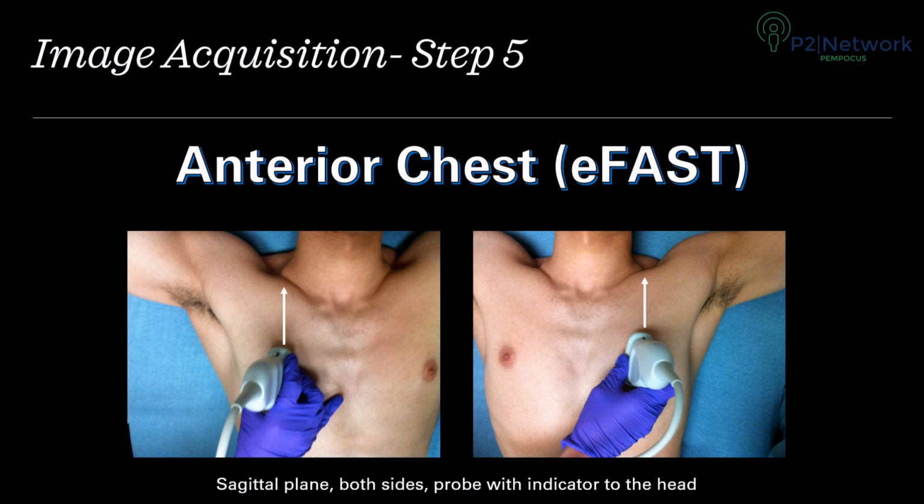For the extended FAST, the views of the anterior chest, you will hold the probe with the probe marker pointing towards the patient's head in a sagittal orientation. Look at multiple rib spaces, and on the left you may need to slide up and out in order to avoid the heart.